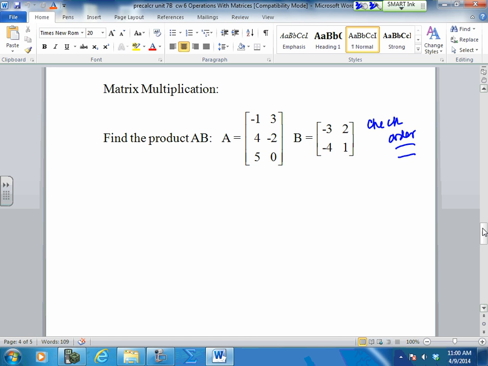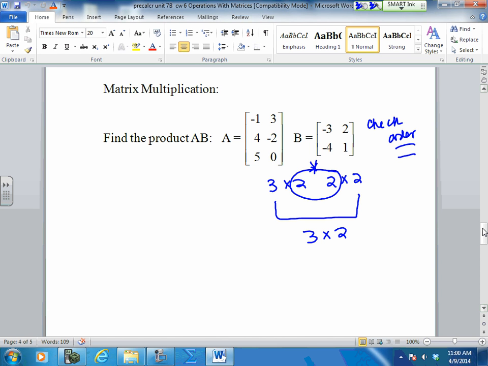What is the order of this matrix? 3 by 2. What's the order of this matrix? Now watch, you go like this. These two right here have to be the same. If they're the same, you can multiply. If they're not, the two, this guy's second one, this guy's first one. Now, the resulting matrix is this one left right here. You're going to get a 3 by 2. You're going to build a 3 by 2 matrix.